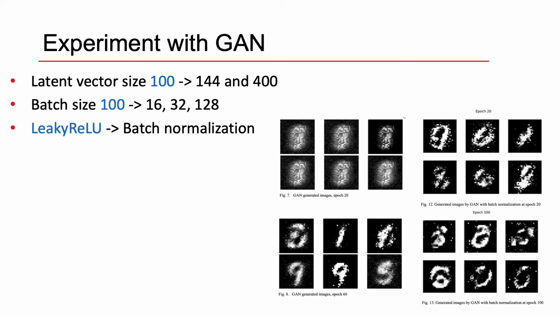So for experiments with GAN, I have tried latent sizes 144 and 400, and batch sizes 16, 32, and 128, but I don't see a significant difference. One of the reasons could be that I'm using a simpler dataset, MNIST. Maybe it could help with higher resolution images or RGB images.